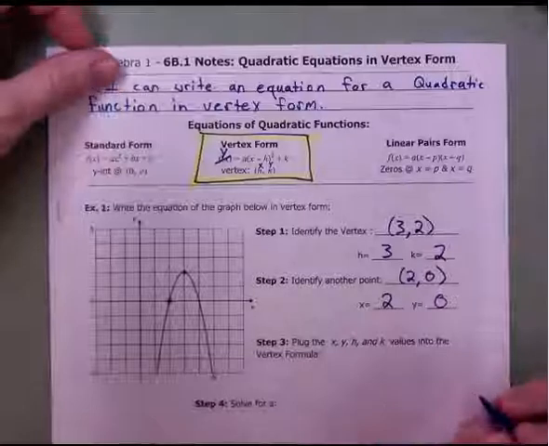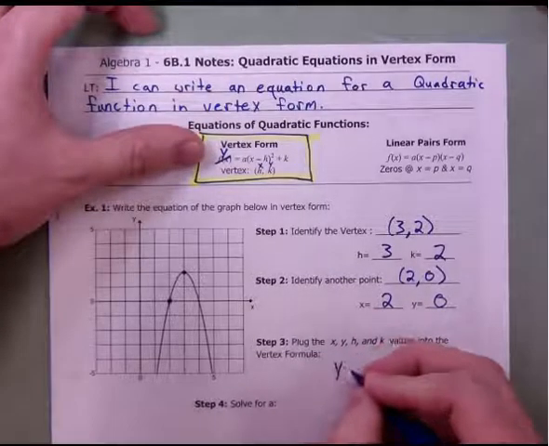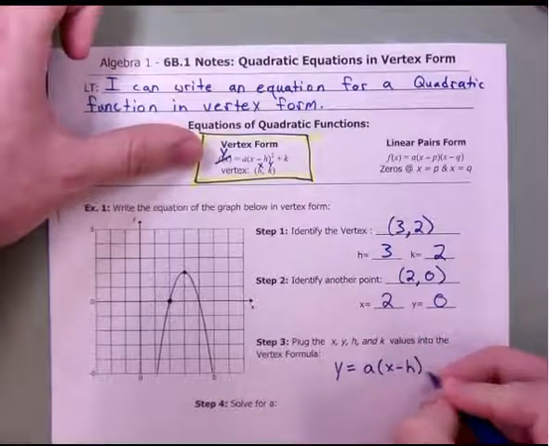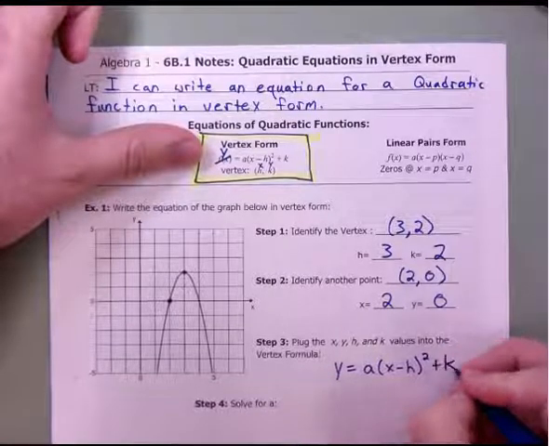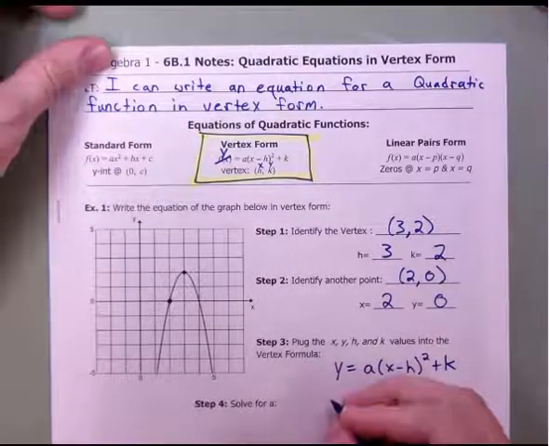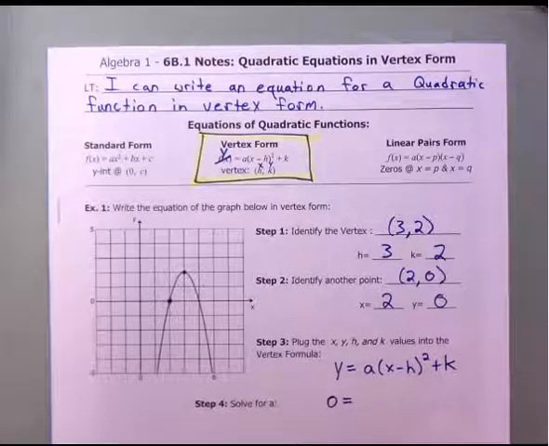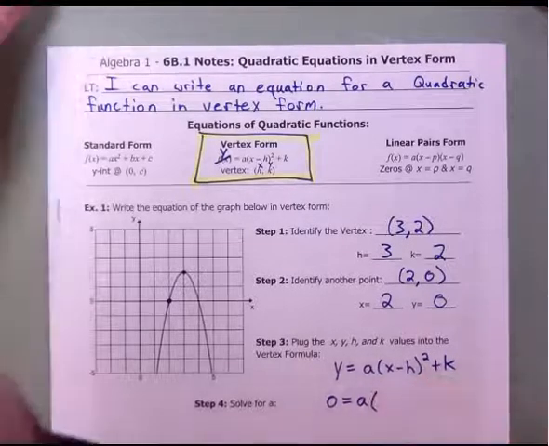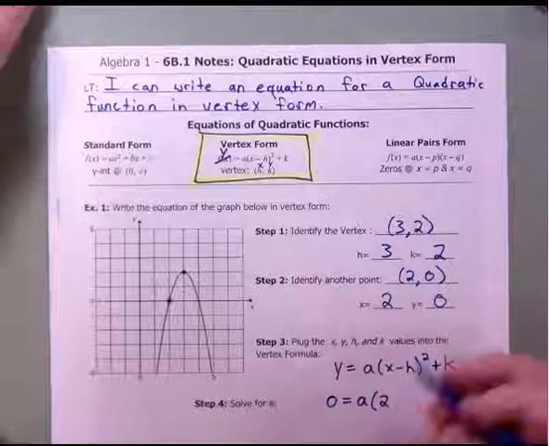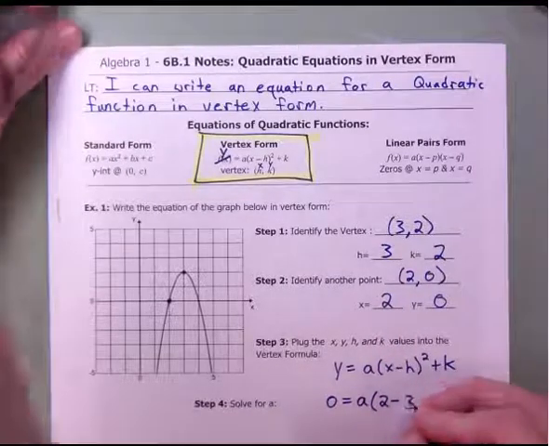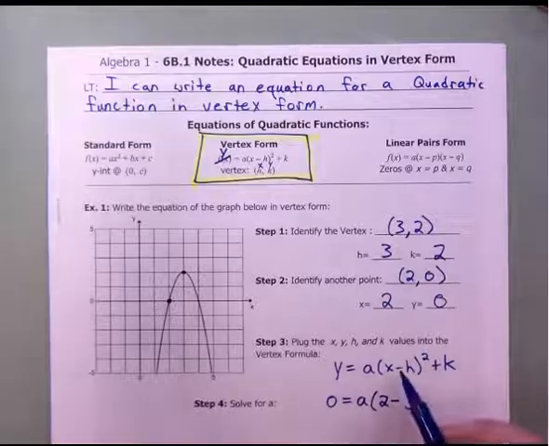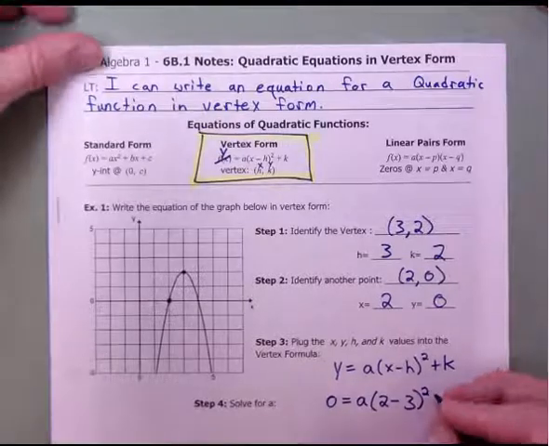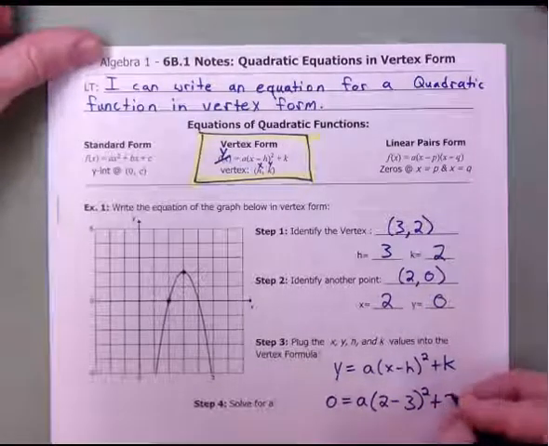So let's see here. The first thing I'm going to have you do is just rewrite the formula to get used to it. So y equals a parentheses x minus h close parentheses squared plus k. Okay. My y value in this case is 0, so 0 equals. My a value we don't know yet, so I'm just going to rewrite a. My x value is 2. My h value is 3. Notice that this negative or minus is a part of the equation. So 2 minus 3 squared plus k, and this time k is 2.